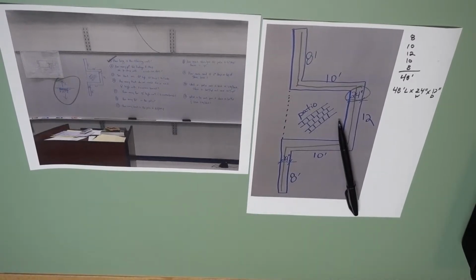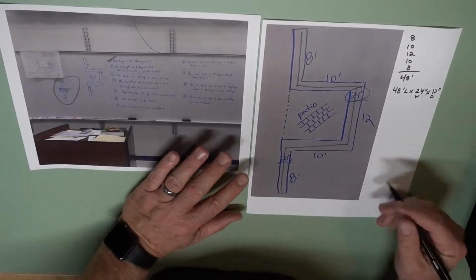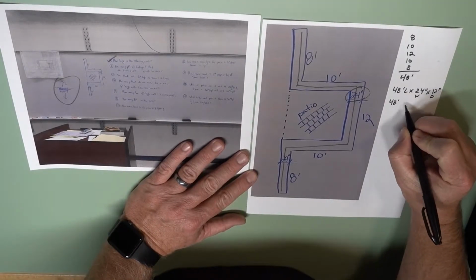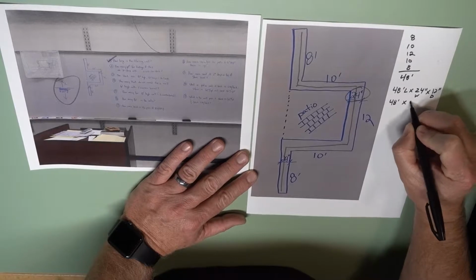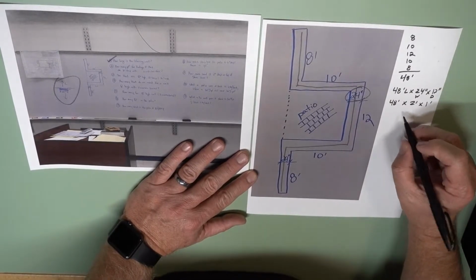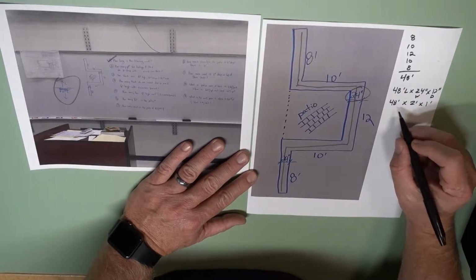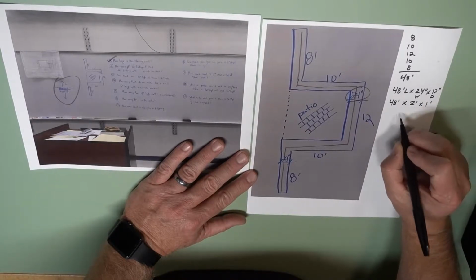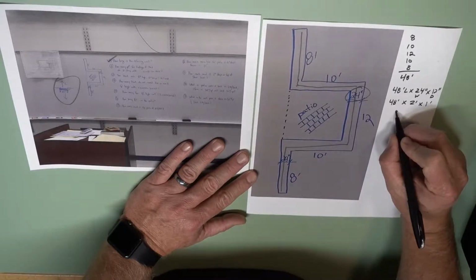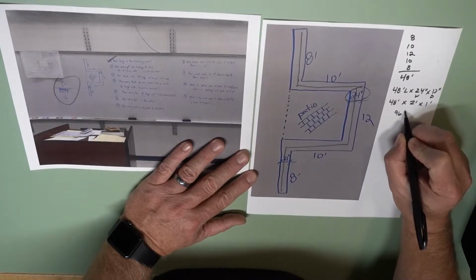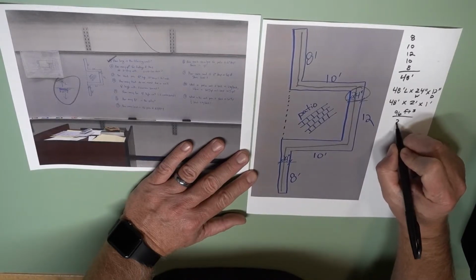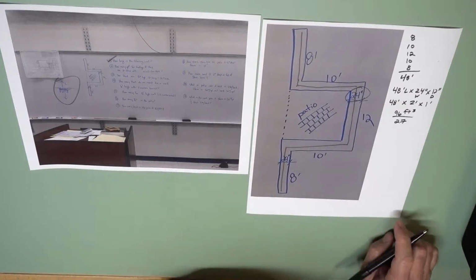Well, easiest thing to do, we have 48 feet. I'm going to convert the 24 inches to 2 feet times 1 foot. And so basically, this will give us cubic feet. So 48 times 2 times 1 will be 96 cubic feet. Now, to get yards, we're going to divide by 27.